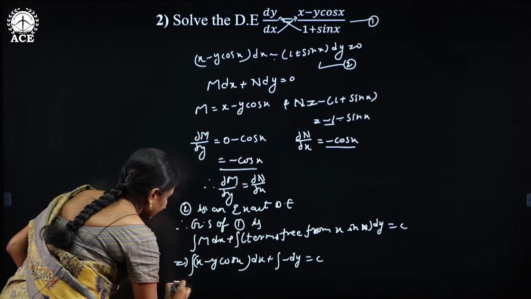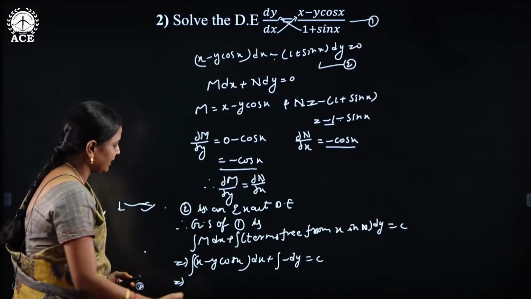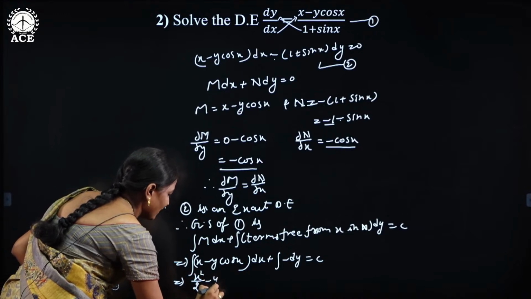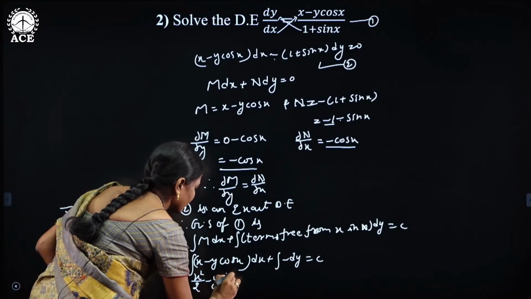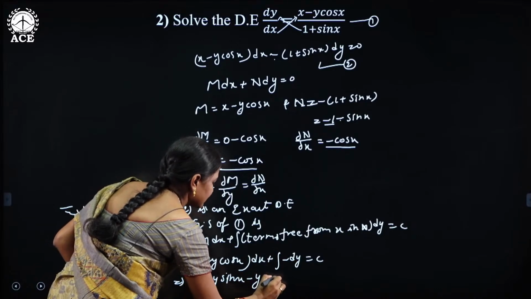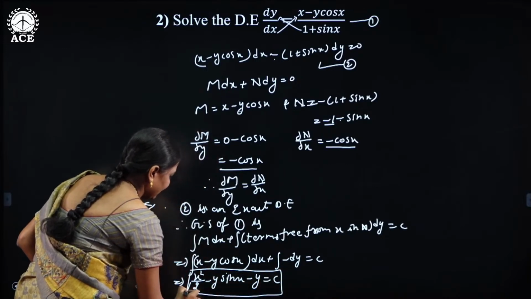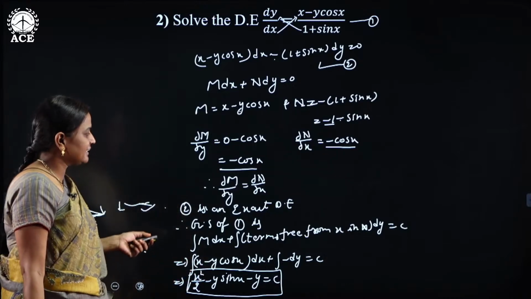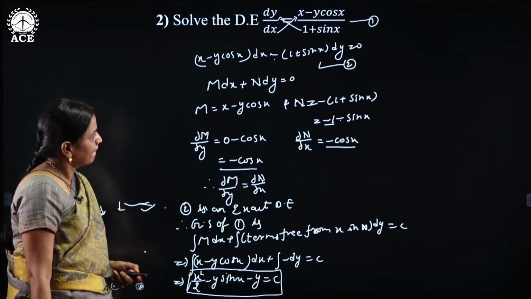So here the first integration is performed with respect to x, treat y as a constant. Integration of x is x square by 2 minus, here y is the constant, integration of cos x is sin x, minus integration of dy is y, is equal to c. So this gives the required general solution of the given differential equation. If you know the concept, then it is very easy to write its general solution. This is the second solution.